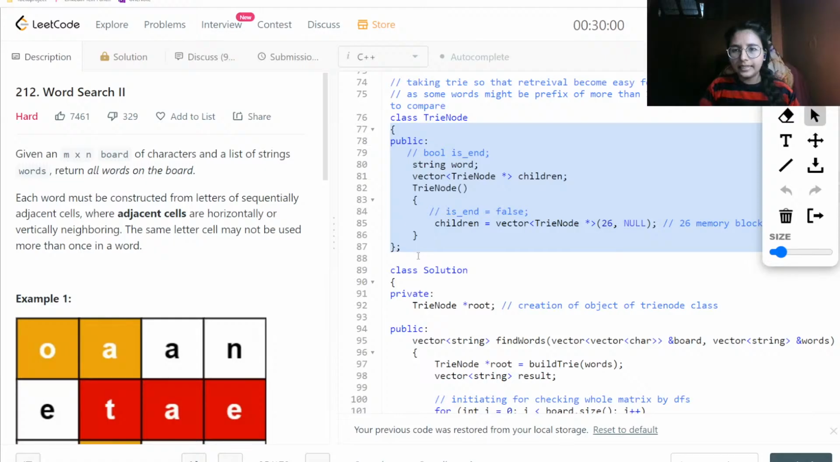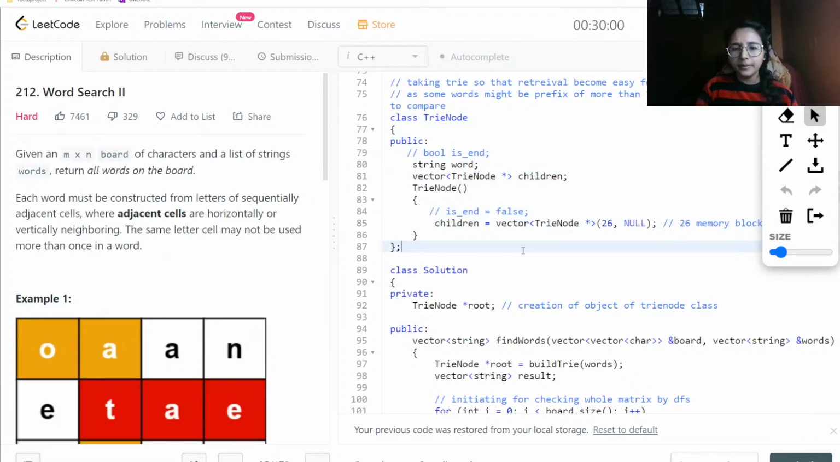So for creating the class for the trie, as usual, in most of the cases, because we are storing all the words, what we are going to do here is we are taking one member as string word and taking one member as vector whose data type is TrieNode, children is its name. And this is the constructor of this particular class. Here what we are doing is we are basically assigning 26 memory blocks to this particular children vector and initializing it with null. So that's the thing which we are doing here for this particular trie node.